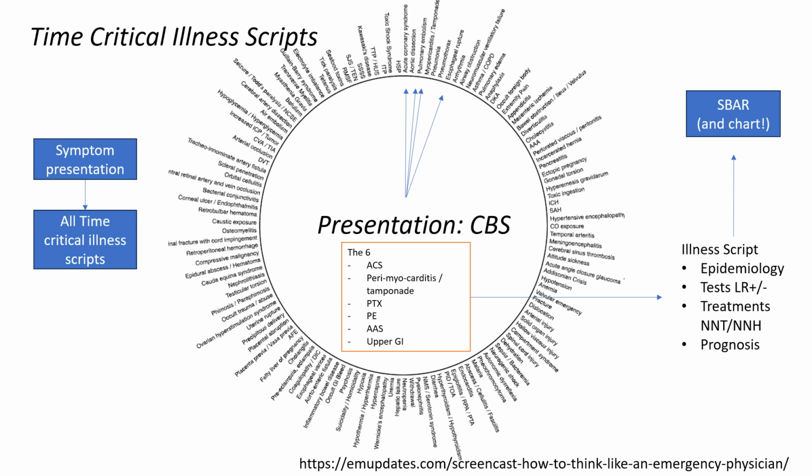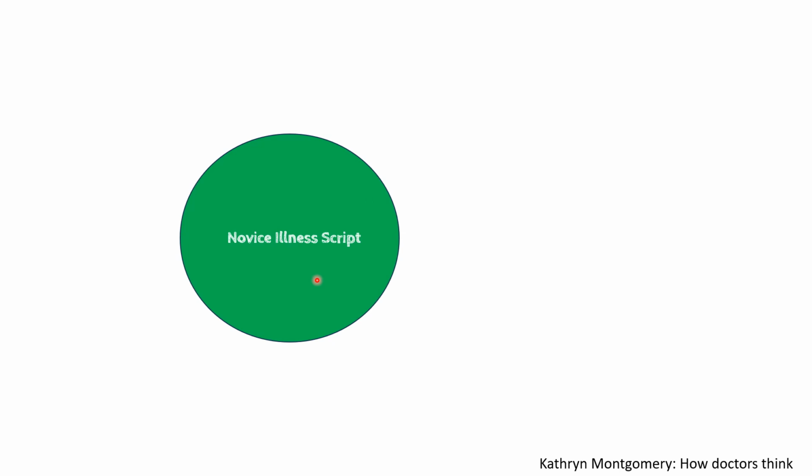Okay, one more concept here before going into the probabilistics. Our illness scripts, just like we just talked about with ulcer or with ACS, develop over time. When we come fresh out of medical school, our illness script consists mostly of book knowledge. We haven't seen any patients. We don't have any experience to see how it actually presents. We don't know how to gather the information. We may know something, but not that much compared to someone who has been out and working for a long time. With time, our illness scripts mature.